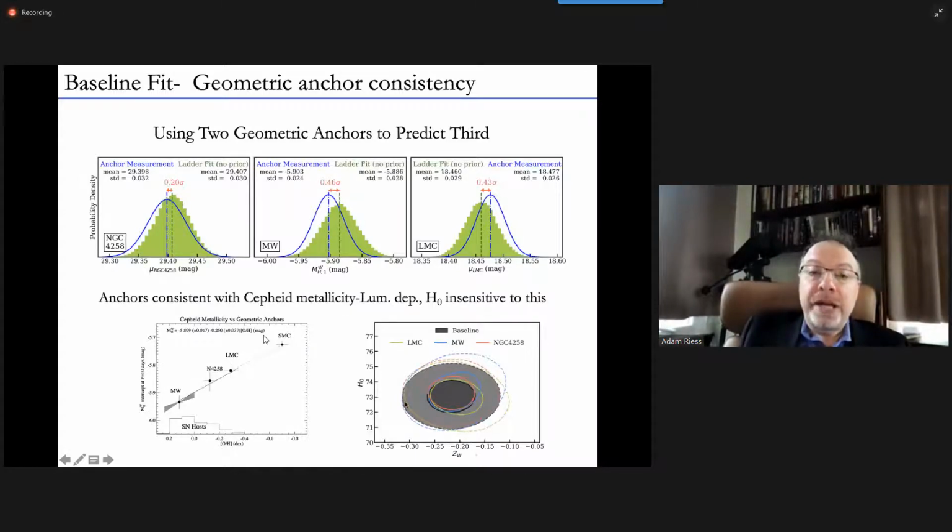And so when you look at the marginal or posterior from the MC, you see the relationship between the metallicity dependence and the Hubble constant is quite flat. And so the metallicity term explains the consistency of the anchors. It doesn't drive or cause a change in the Hubble constant.